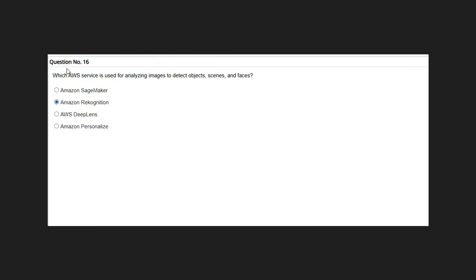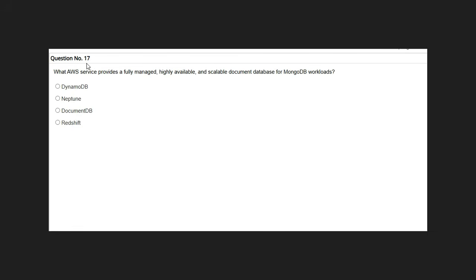Question number 17. What AWS service provides a fully managed, highly available and scalable document database for MongoDB workloads? Option A, DynamoDB. Option B, Neptune. Option C, DocumentDB. And option D, Redshift.